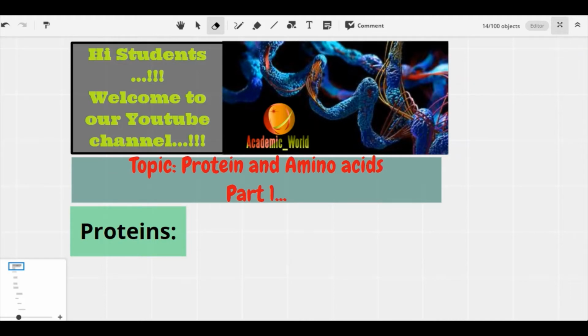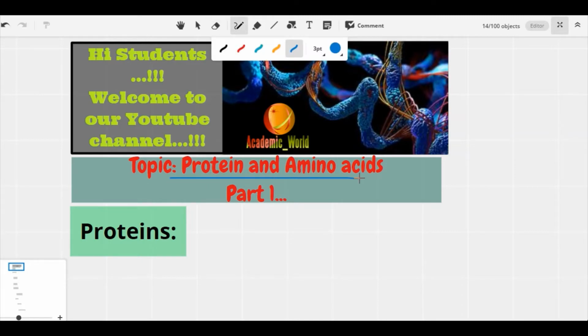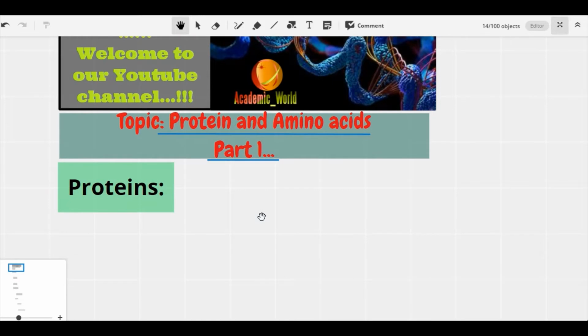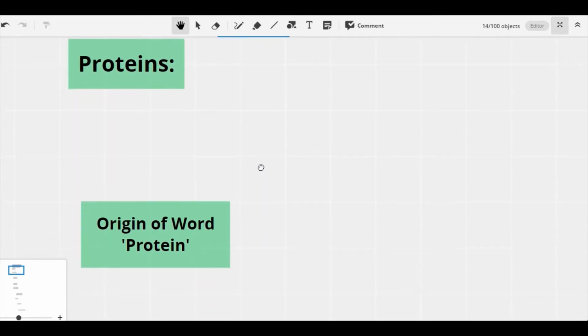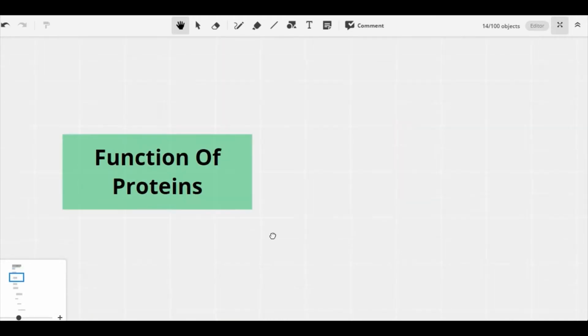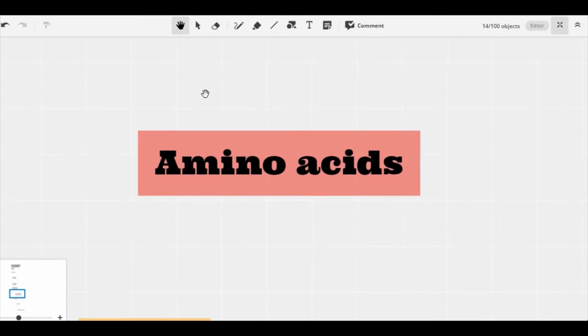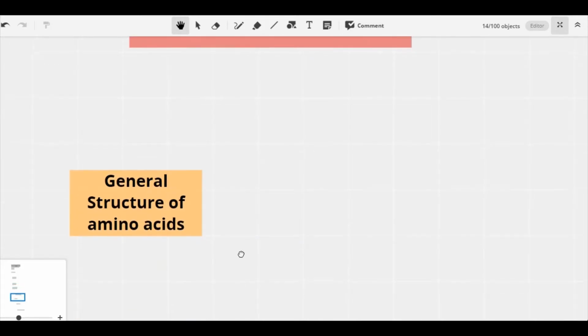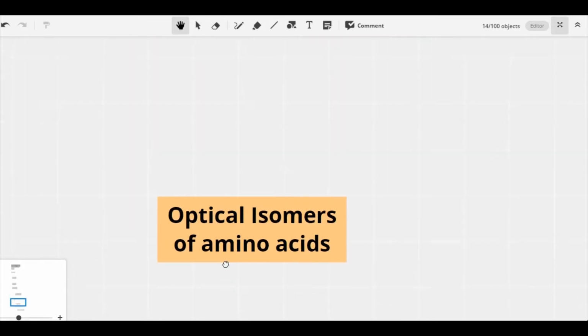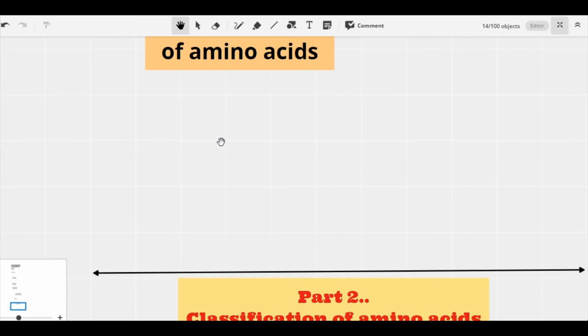Today our topic of discussion is proteins and amino acids. In the last topic we discussed carbohydrates, and now the next topic is proteins. First of all, here I wrote some key points that we have to discuss in this video. The first ones are the origin of proteins, function of proteins, and elemental composition of proteins. Proteins are the polymers of amino acids, and then amino acids and the general structure of amino acids. And then we will discuss optical amino acids.